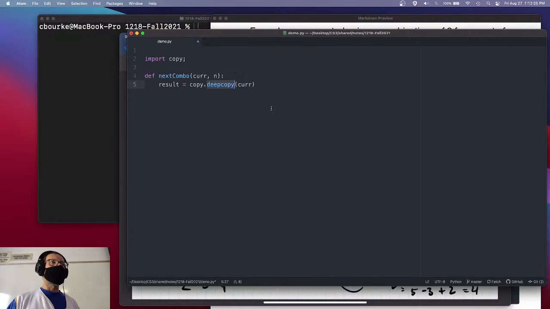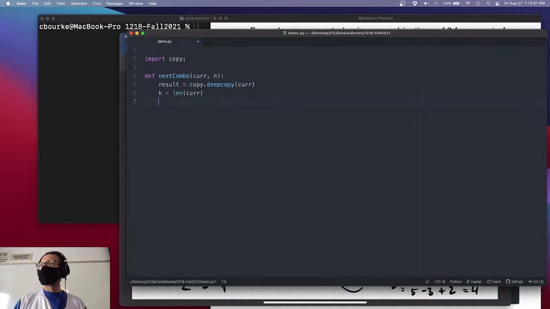Remember, hopefully we all remember what a copy versus a deep copy is. Shallow copy is when two references reference the same memory location, and so changes to one affect the other. A deep copy is when you've got two completely separate copies, so changes to one don't affect the other. This makes a deep copy of the current so that we're not touching the original. Okay, we need that. So that'll be the length of the current, or the size of the current combination.